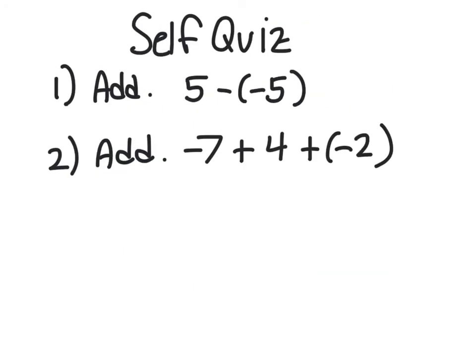Okay, here's a little self-quiz. Write it down, pause your video, then restart to check your answers. Welcome back from pausing the video. So here, on the first problem, I'm subtracting a -5, or that's the opposite of -5. That would be the same as +5. So this problem actually comes out to be 5 plus 5, which is 10.